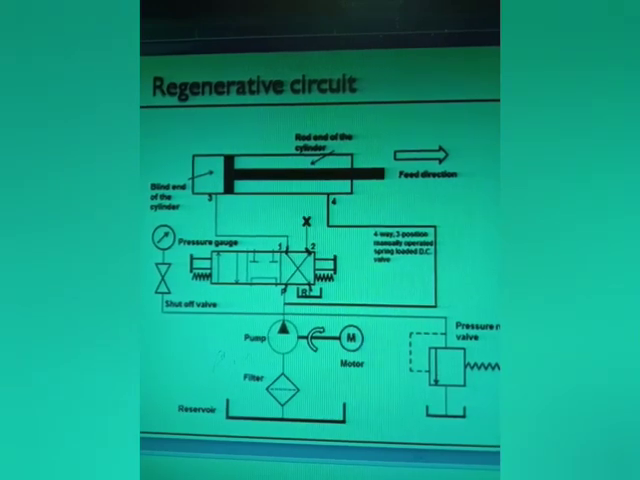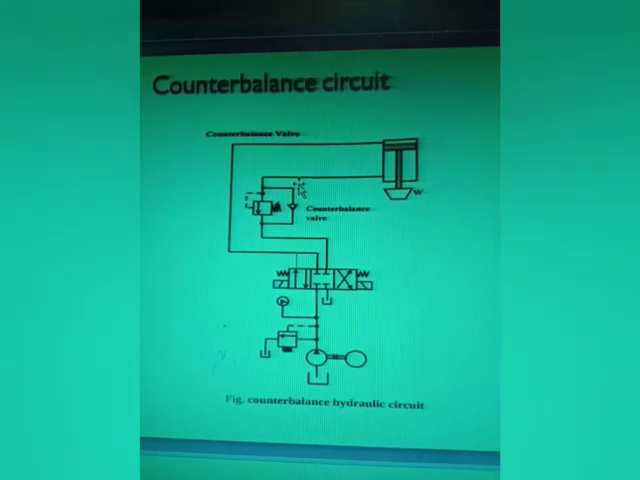Okay boys, we just finished the regenerative hydraulic circuit, in which the oil coming from the rod end of the actuator, we are adding to the pump oil going to the blank end, or the blind end, of the actuator, so that the speed of the actuator can be increased. After finishing this regenerative circuit, we will see our next circuit, which is known as the counterbalance circuit. Counterbalance means we have to balance something, and for this balancing we have to add some counter measures. So this is the counterbalance circuit.